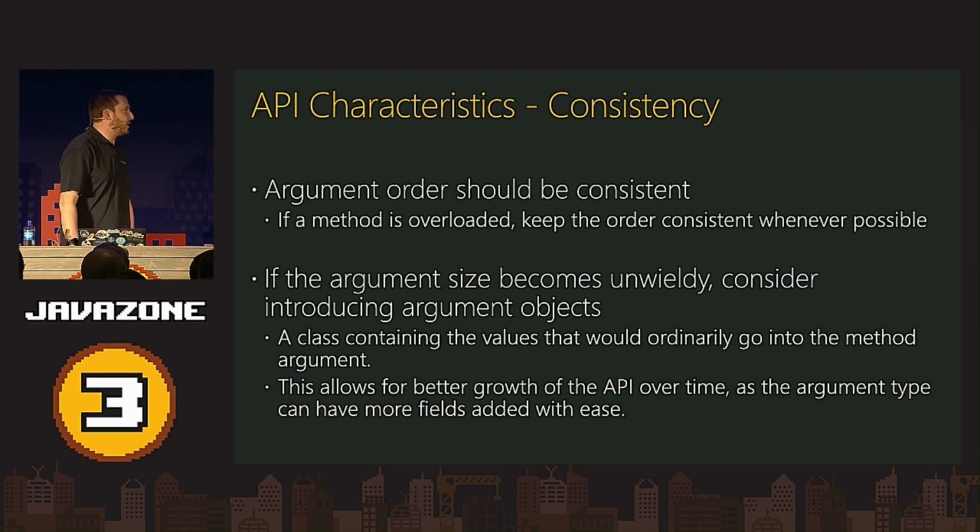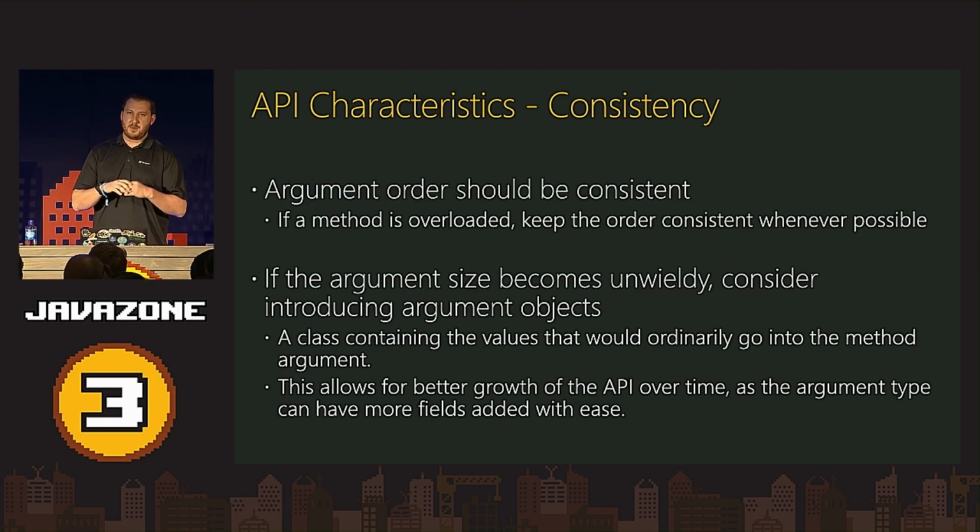This is an obvious one. I'm reticent to talk about method order and argument order, because you should all be doing this, obviously. If you have overloaded methods, or even if they're not overloaded, if there's just a bunch of methods inside a class, it makes sense to have the same ordering in all of them so that developers don't get confused.